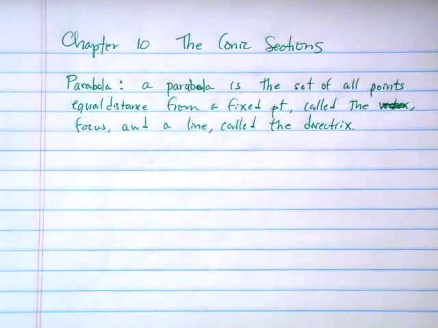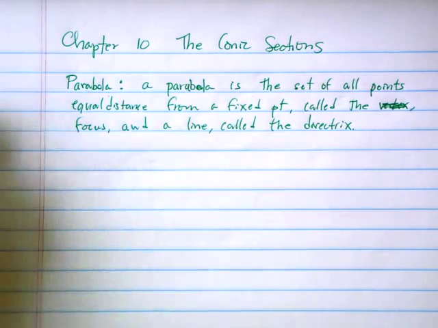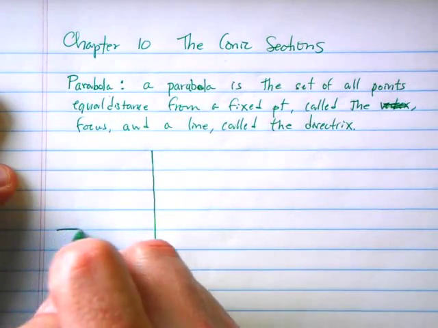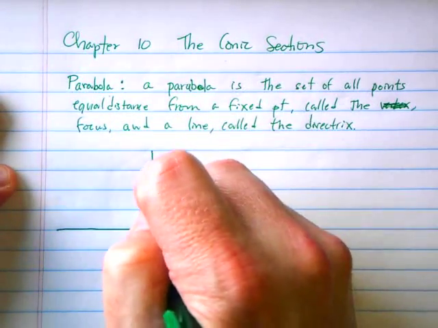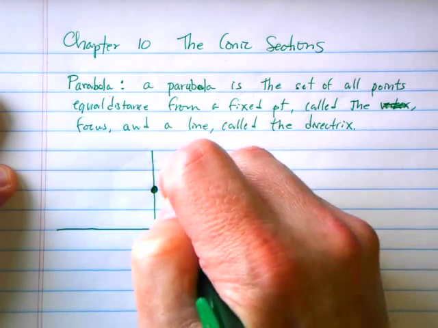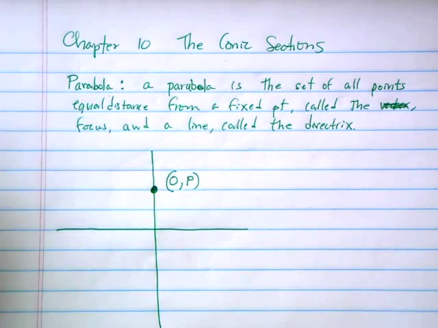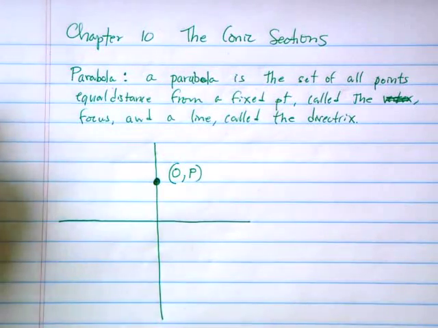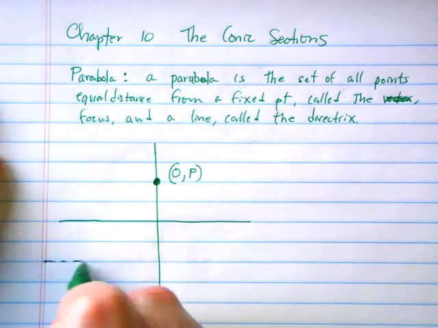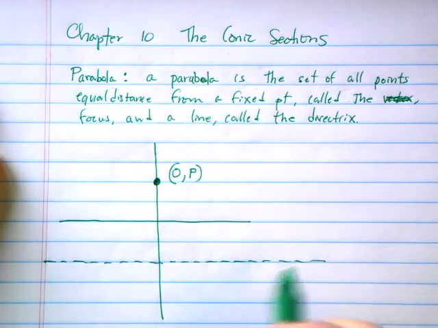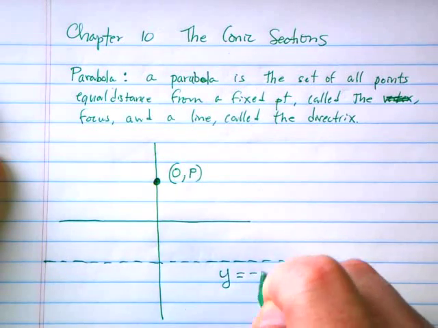So a parabola is a set of all points equidistant from a fixed point called the focus and a line called the directrix. Let's say I draw myself an axis here, and I'm going to put my focus right here. I'm going to call that the point (0, p), and then the directrix is down here, like so, and this is the line y equals negative p.